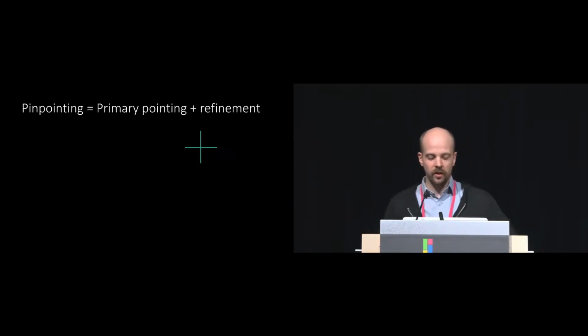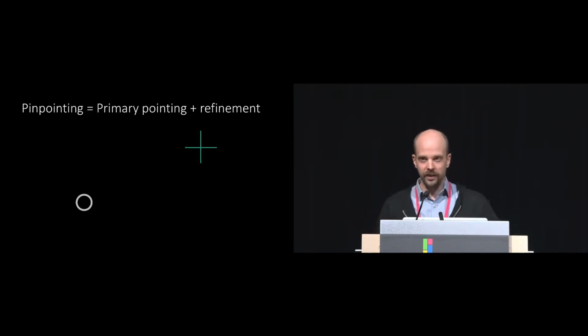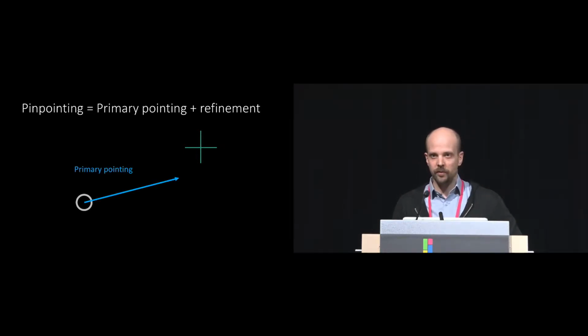So first, let's have a look at what pinpointing means. It consists of two phases: primary pointing and refinement. Let's say that we have a target in the scene, shown here as a green cross, and we have a cursor that we need to align accurately with the target. First, we use primary pointing to make a coarse selection which approaches the target, and then we make a refinement selection with a more precise technique to accurately select the target. So there are two different phases in the technique.